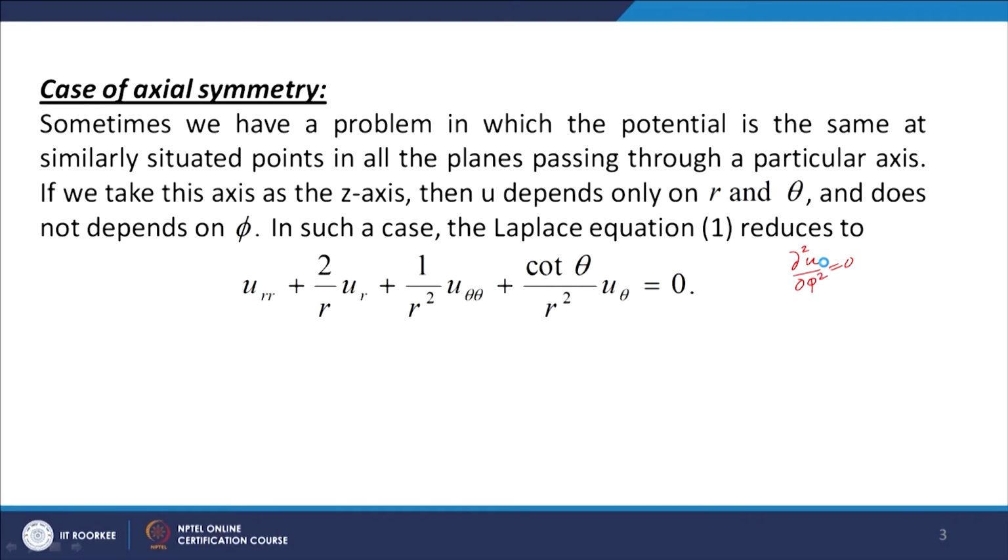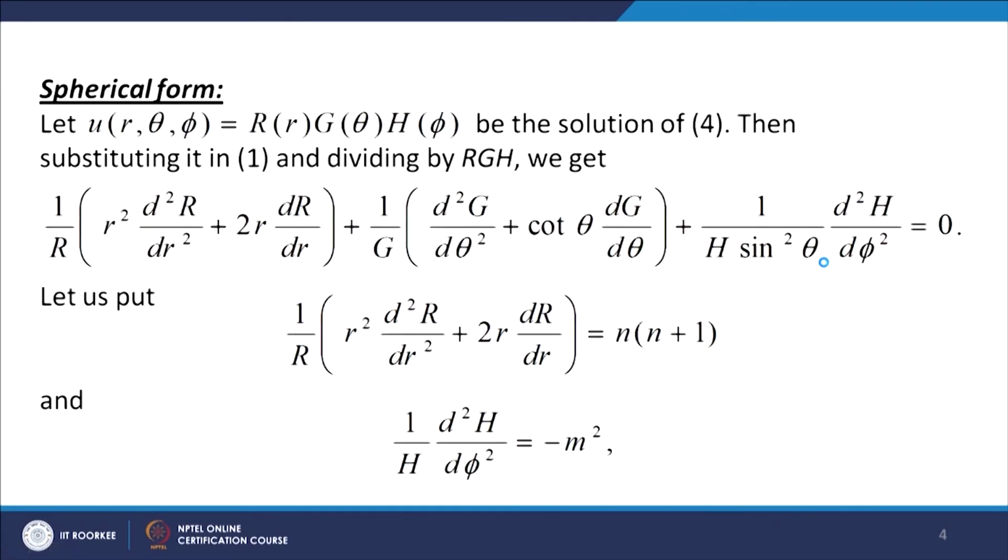Now, let us study how to solve this Laplace equation by separation of variables method. So, let us assume the solution of equation 1 to be the product R G theta H phi. We are using the separation of variables method. So, let us take R to be a function of r only, G to be a function of theta only, H to be a function of phi only, and then substitute u of r, theta, phi equal to R G H into equation 1. So, let this be the solution of equation 1, then substituting it into 1 and dividing by R G H.